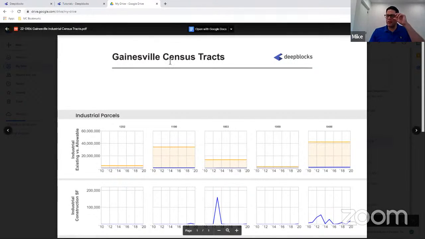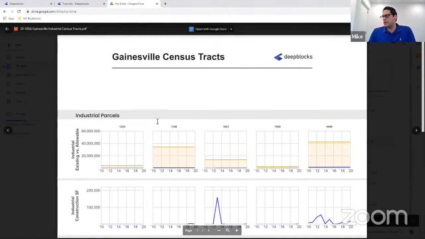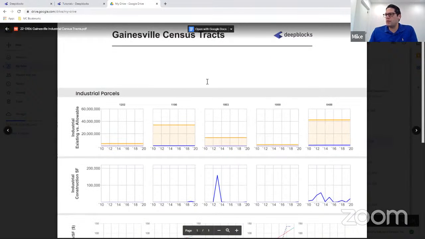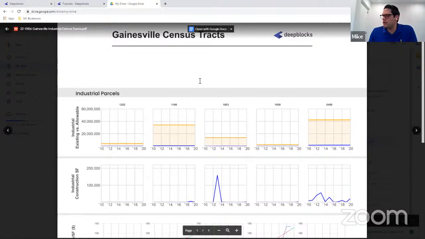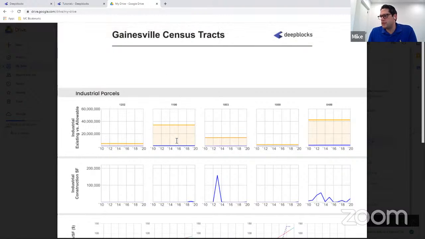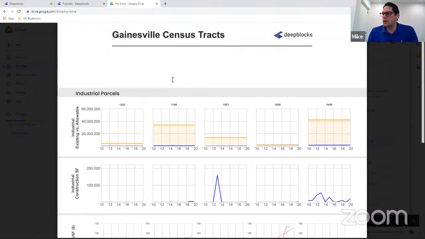As you can see going through this, right now we extracted 5 census tracts in Gainesville, Florida. To give you a good understanding of what we're looking at here, census tract 11 and census tract 4 give you a good indication that the gross buildable for industrial parcels over time has quite a bit of availability for developing industrial parcels in Gainesville, Florida, in these particular census tracts. As you can see, that gap of beige color in census tract 11 and census tract 4 gives you a good indication that there's a lot of development potential for industrial in those census tracts.